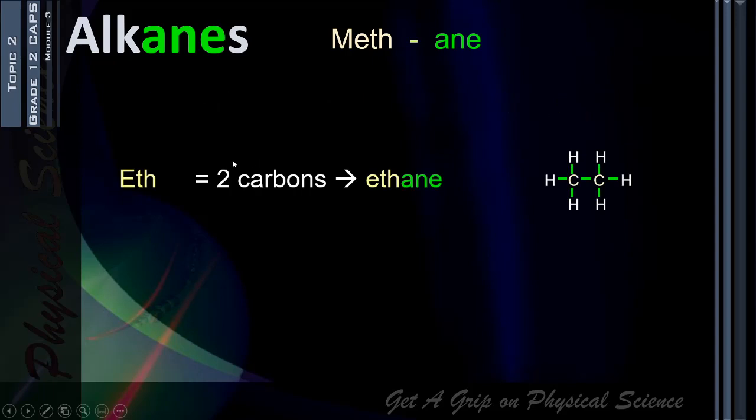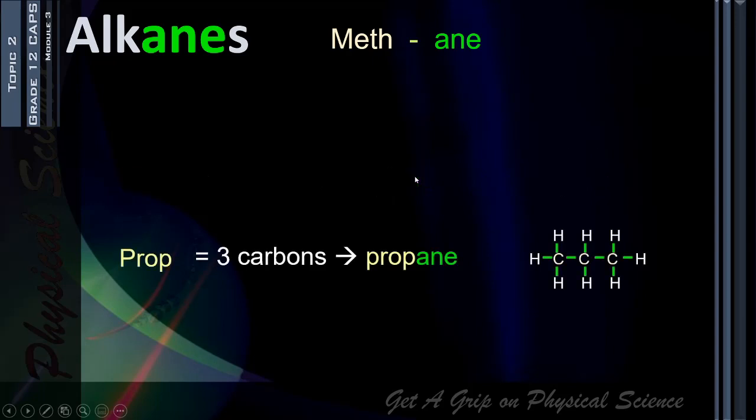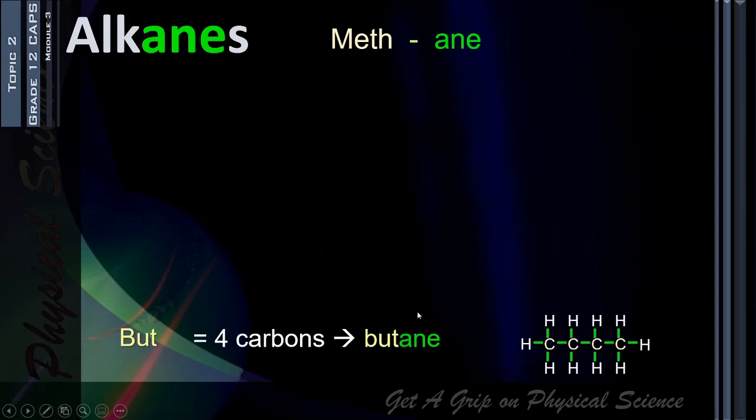For 2 carbons, we use the stem name eth. Ethane tells us that this is an alkane with 2 carbons in the molecule. Then, for 3 carbons, we use the stem name prop. So, propane will be an alkane with 3 carbons in the carbon chain. For 4 carbons, we use but. So butane will have 4 carbons, and the ane tells us that this is an alkane with only single bonds between the carbons.